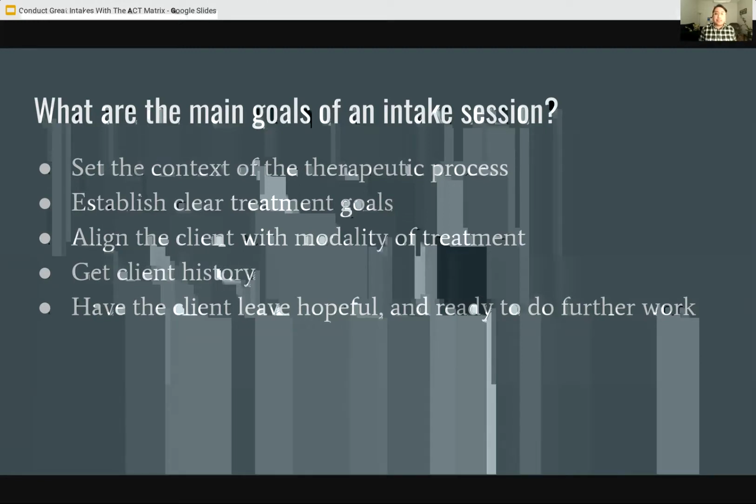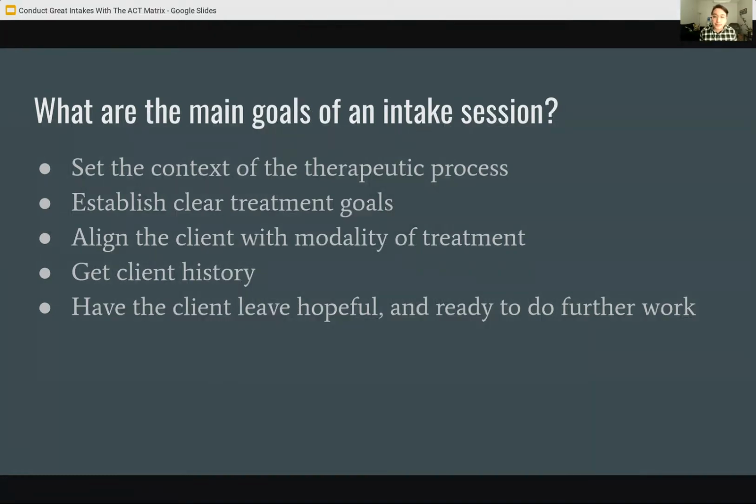1, we want to set the stage of the therapeutic process and environment, acknowledging that the therapeutic environment is different from other environments that the client may be familiar with. Essentially, here we're talking about what are the rules of the space that I'm in? Is this the kind of place where I can put my feet up on the couch, literally and metaphorically?